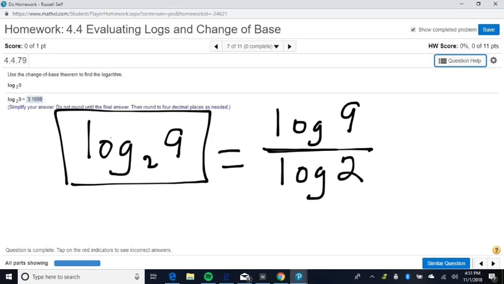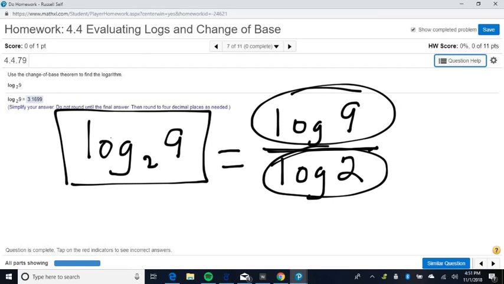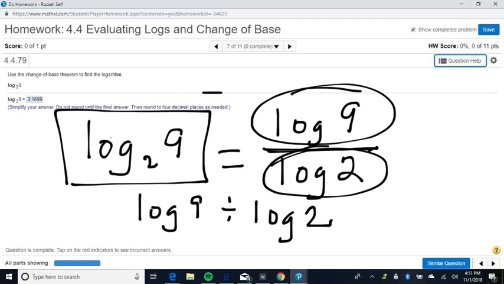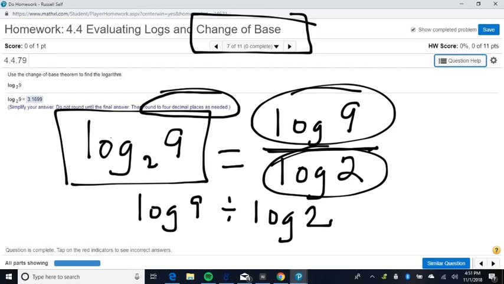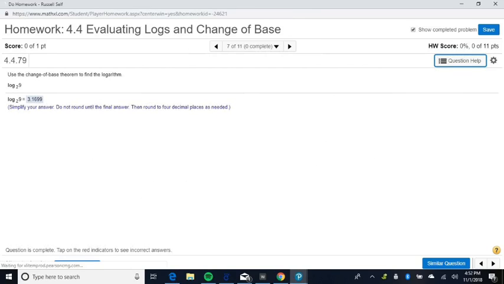Okay? Now, again, depending on how sophisticated your calculator is, you could find this log, then you could find this log, or you could put them in as log of 9 divided by, right, using the division key, log of 2. Depends on the calculator that you're using. Make sure, though, we want that final answer rounded to 4 decimal places as needed. Okay? And so this is called the change of base. Just put one over the other. Couldn't be easier.